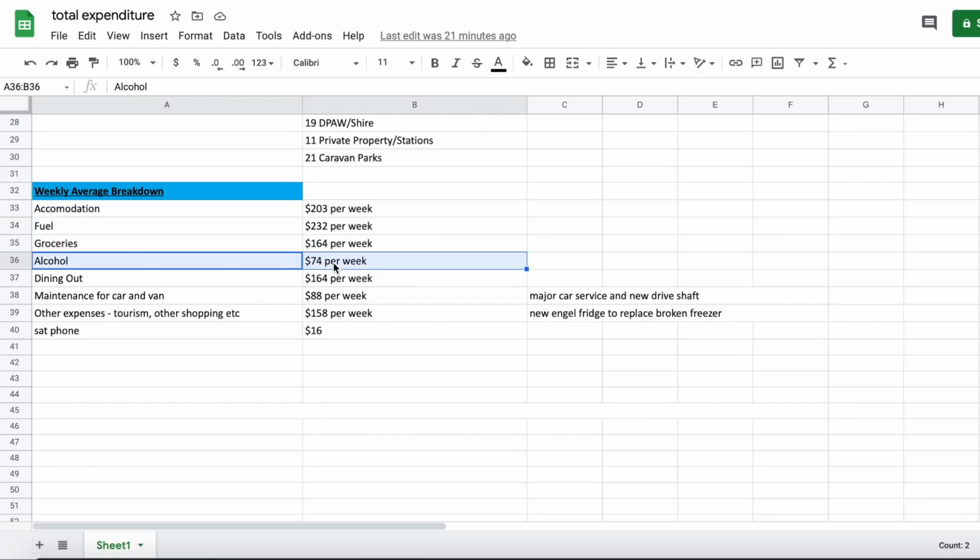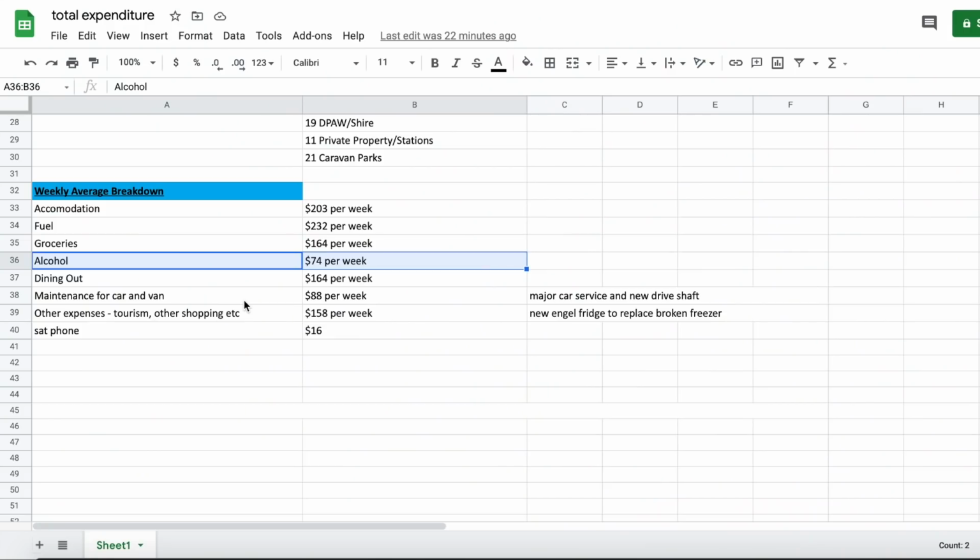Alcohol weekly cost was $74 per week. That's only for one person because I wasn't even drinking. Moving on, dining out is $164 a week. That surprises me. That's quite a big cost. Although that's the same as our grocery bill per week, and not far off accommodation, really.